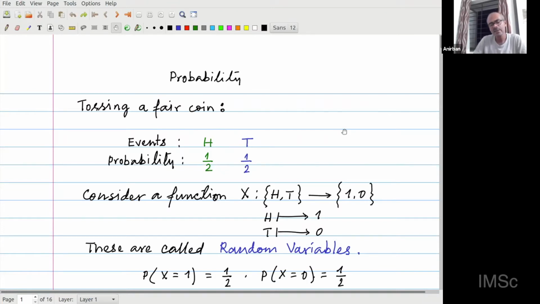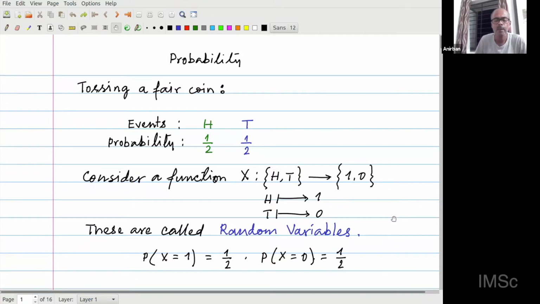We consider a function, call it X, from the set {head, tail} to {0, 1}. This is a function which takes the value 0 or 1. If we toss a coin and get head, we say that X is 1, and if we get tail, we say that X is 0. So we attach a numerical value to head and tail, and these are called random variables. You have already seen some probability in the first lecture, and you might have had courses in probability, so these are really very basic. We are just assigning some real numbers, in this case just 0 and 1, to some random events.